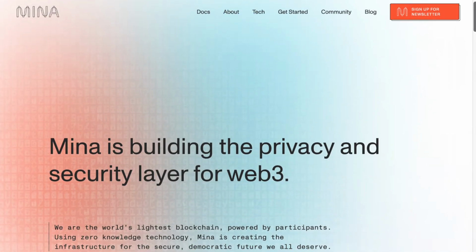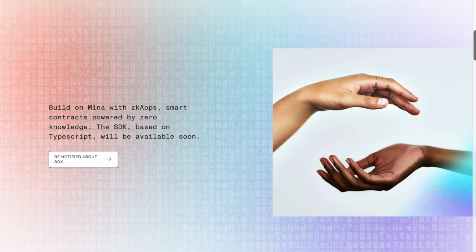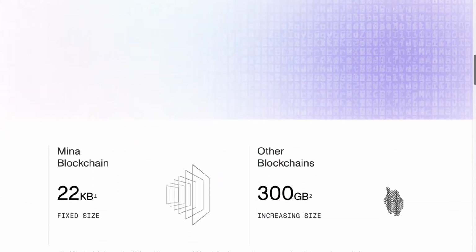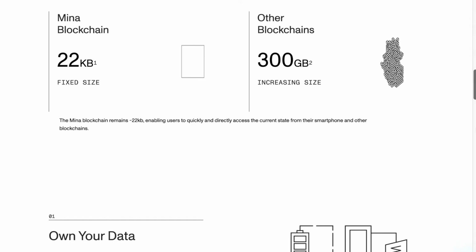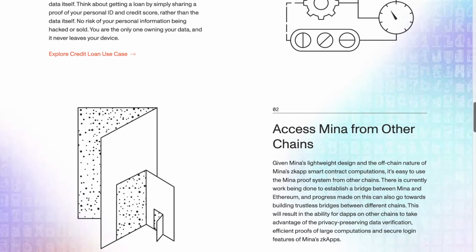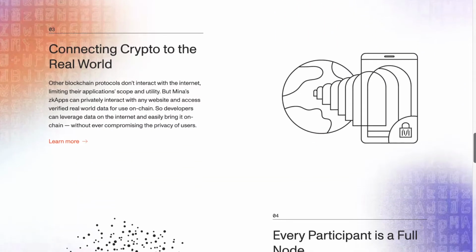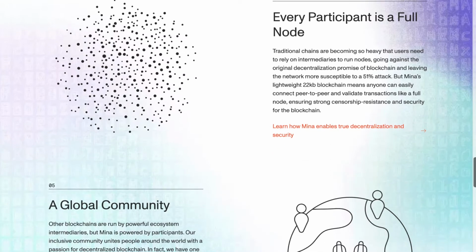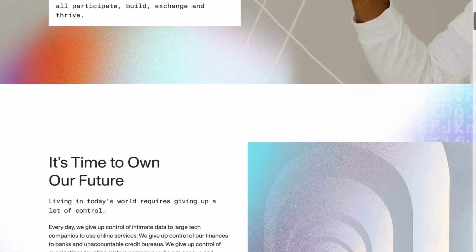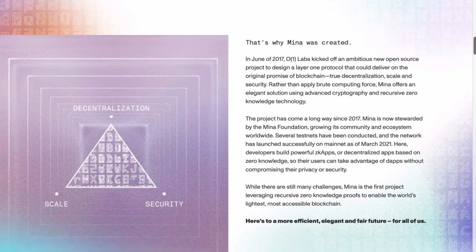First, let's take a closer look at the Mina project. Mina protocol is a minimal, succinct blockchain built to curtail computational requirements in order to run dApps more efficiently. Mina is the world's lightest blockchain since its size is designed to remain constant despite growth in usage. Mina team's mission is to create a vibrant decentralized network and open programmable currency, so we can all participate, build, exchange, and thrive. Mina protocol has its own native crypto called Mina that can be used for transaction fees and block rewards.